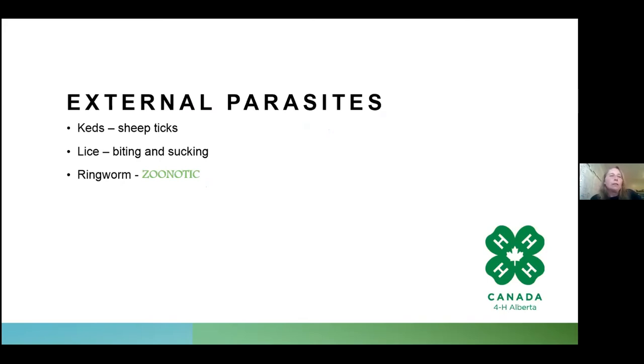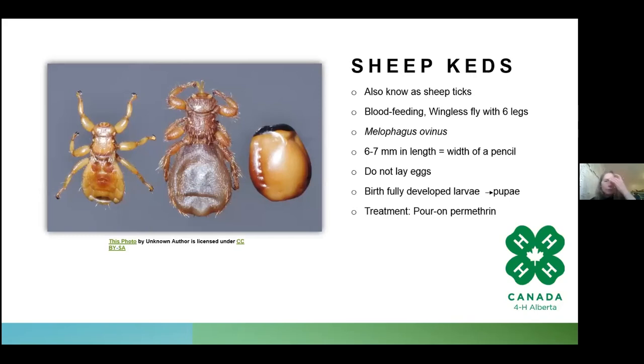External parasites are on the outside of the animal. A parasite is an organism that can live only by living on another animal. So it is benefiting by living on the sheep, and we call that a parasite. So a ked is going to live on top of the sheep in the wool, lice live in the skin, or ringworm is an infection on the skin. So let's talk about each of those.